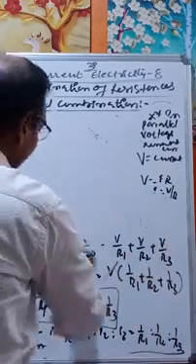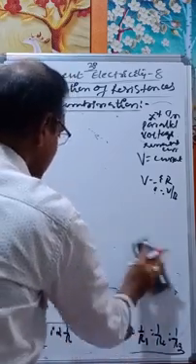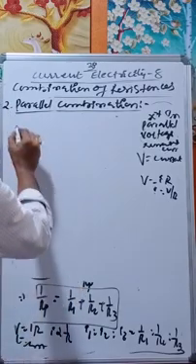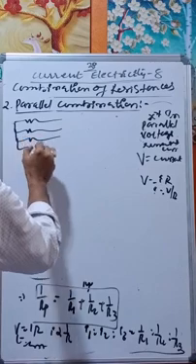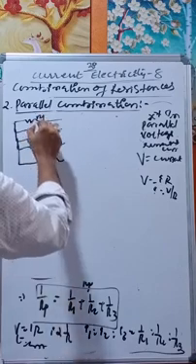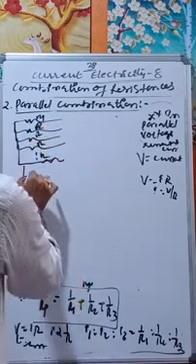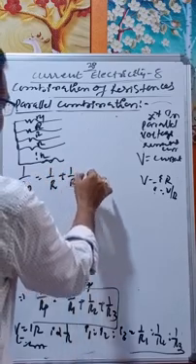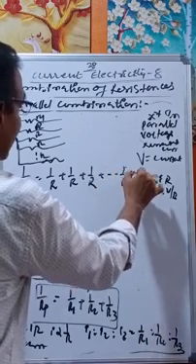Now, if N resistances of equal values are connected in parallel, then what is the effective resistance? N resistors, each of resistance R, are connected in parallel. Then what is the effective resistance? 1 by RP is equal to 1 by R plus 1 by R plus 1 by R and so on, plus 1 by R, n times.